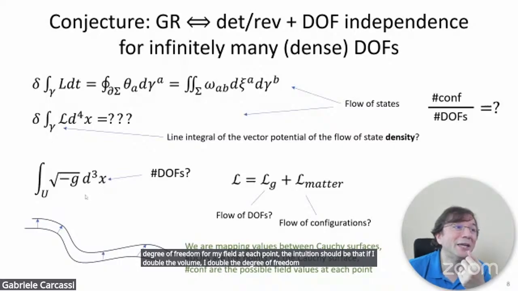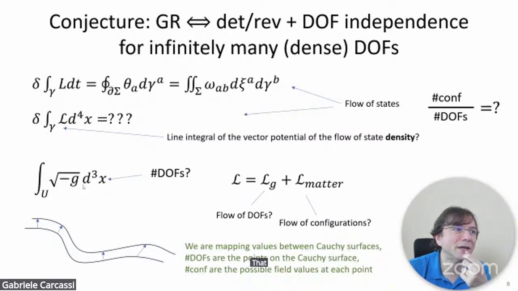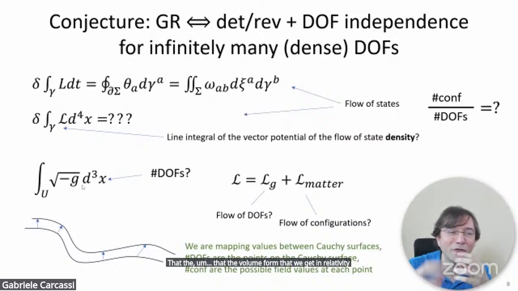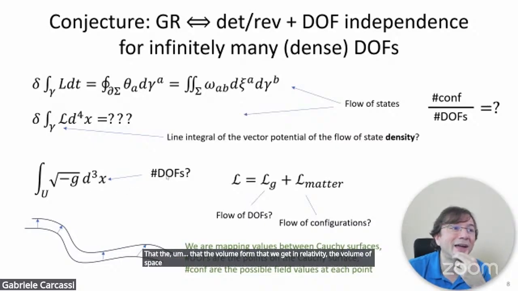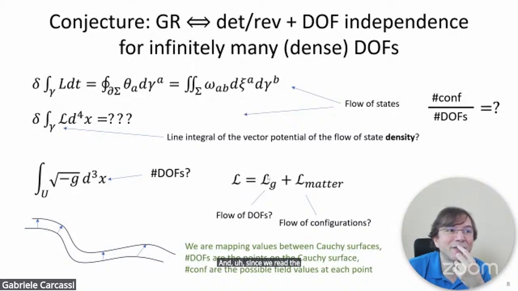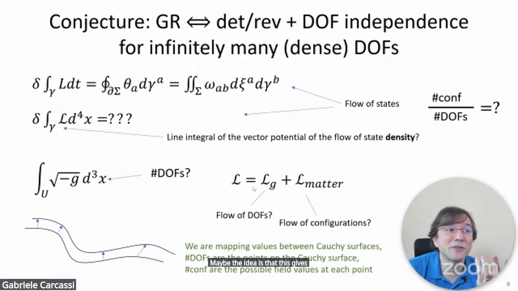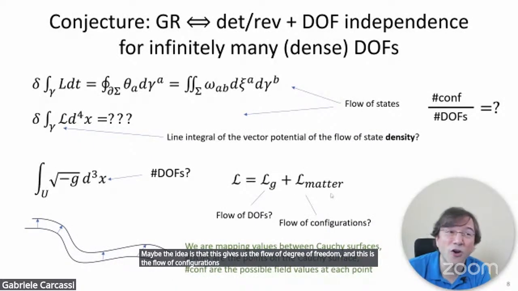So it would be logical to assume that the volume form that we get in relativity, the volume of space, is basically related to how many degrees of freedom we have. And since we read the Lagrangian as the gravitational Lagrangian plus the matter Lagrangian, maybe the idea is that this gives us the flow of degrees of freedom, and this is the flow of configurations within and across degrees of freedom.